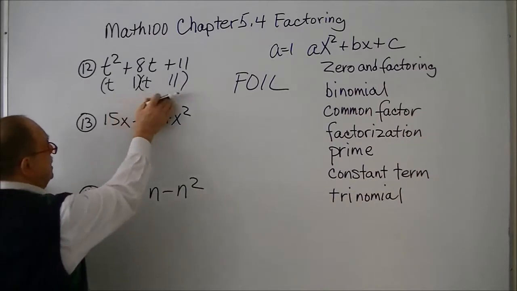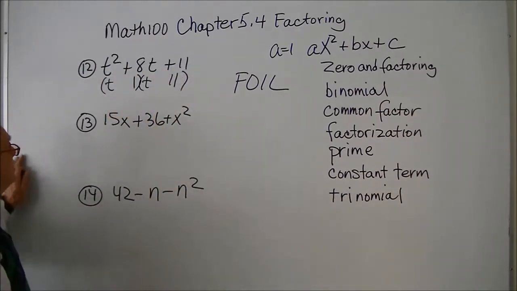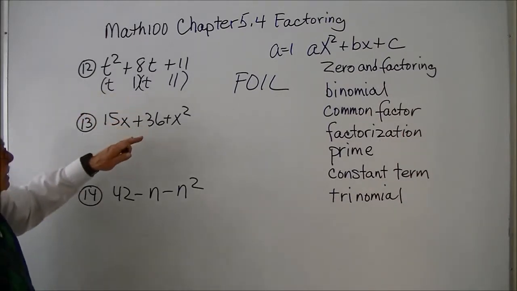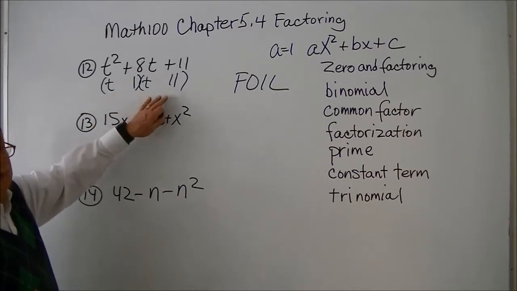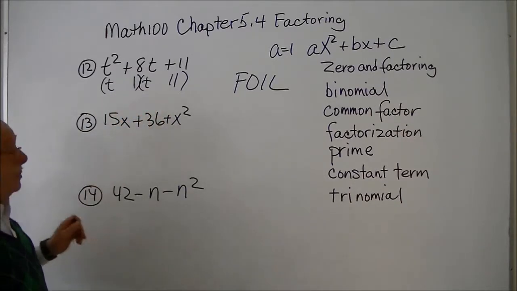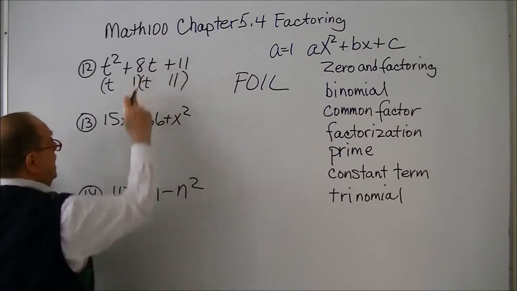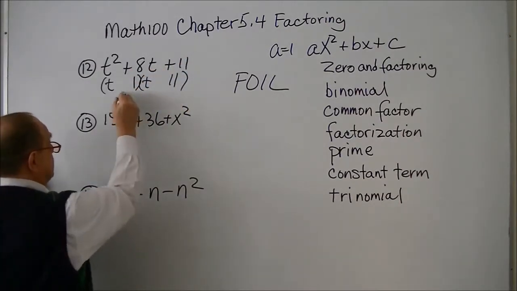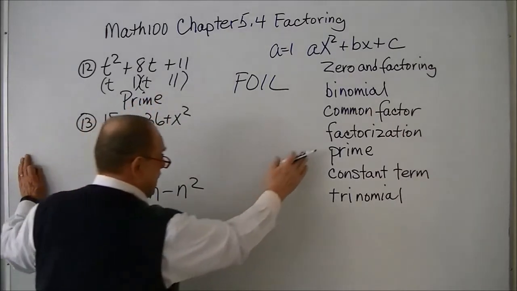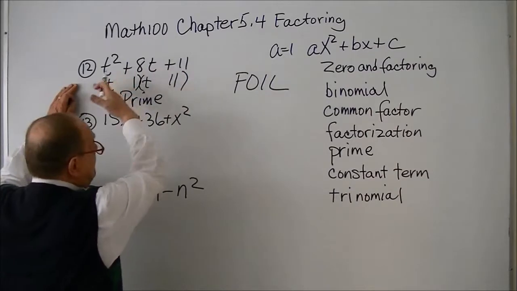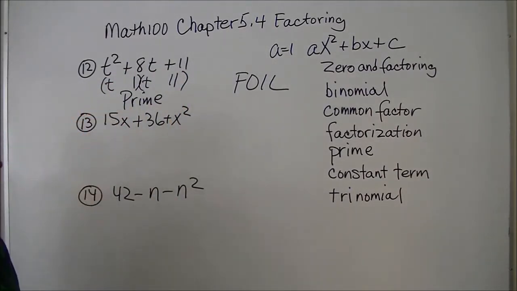Is there any way we can move those around in order to factor number 12? Well, we tried, and in fact, if I were to do this, I wouldn't even have put parentheses here, because I know there are no factors of 11 that add up to 8. So this is prime. And prime means that it's not factorable in these normal ways of doing it.